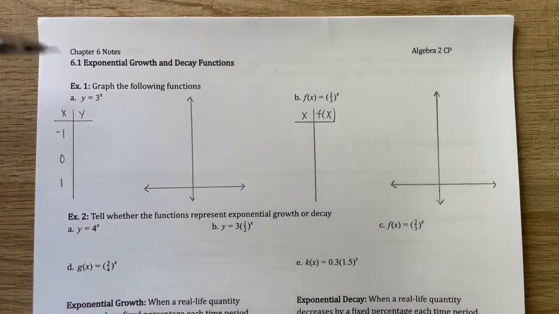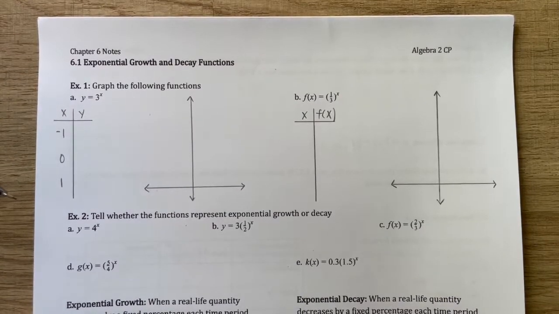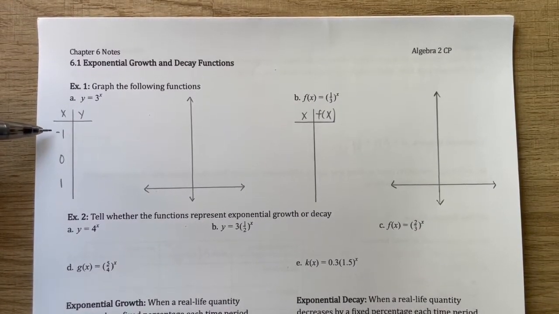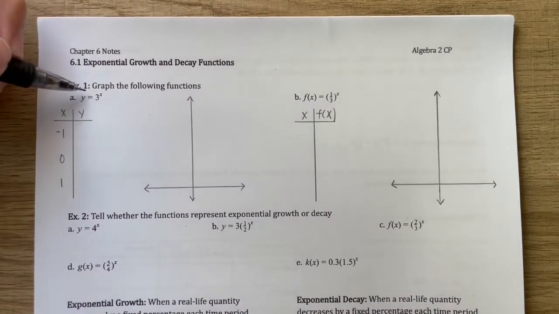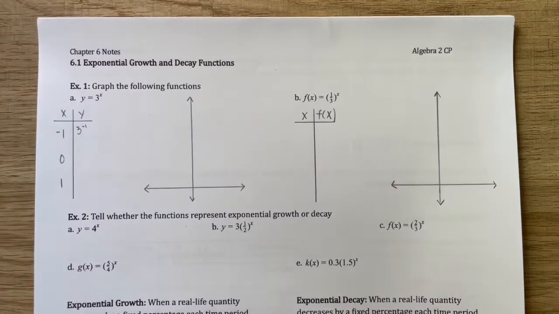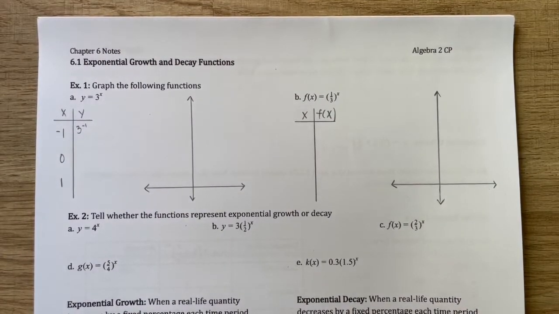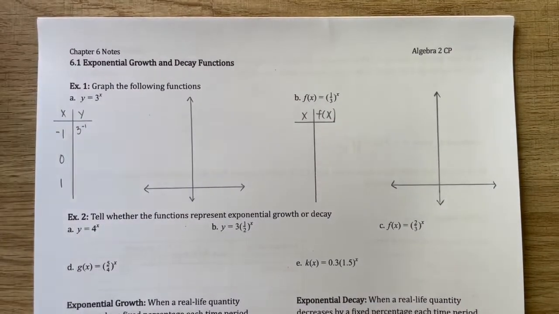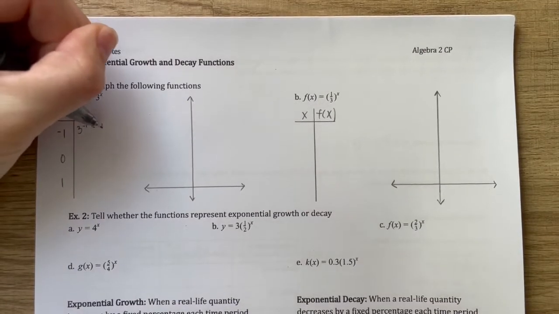The first one, part A, is y equals 3 to the x power. So we're going to graph it with a table. For our x values, we're just going to use -1, 0, and 1. So if I substitute in -1 into y equals 3 to the x power, that's going to be 3 to the -1 power. And then properties of negative exponents tell me I need to take the reciprocal of the base. So 3 to the -1 is 1/3.